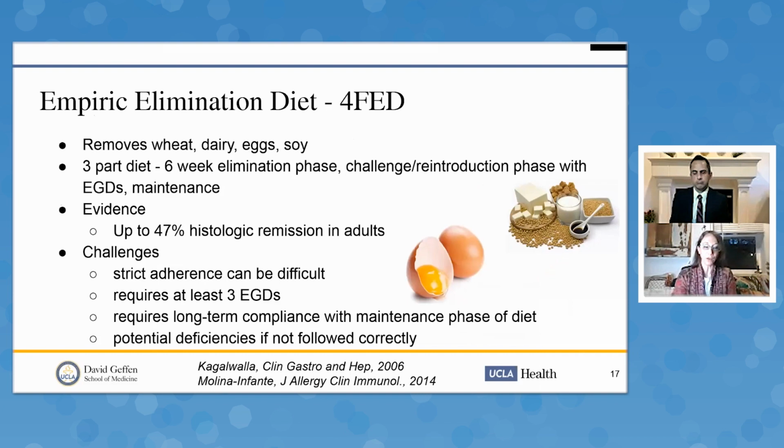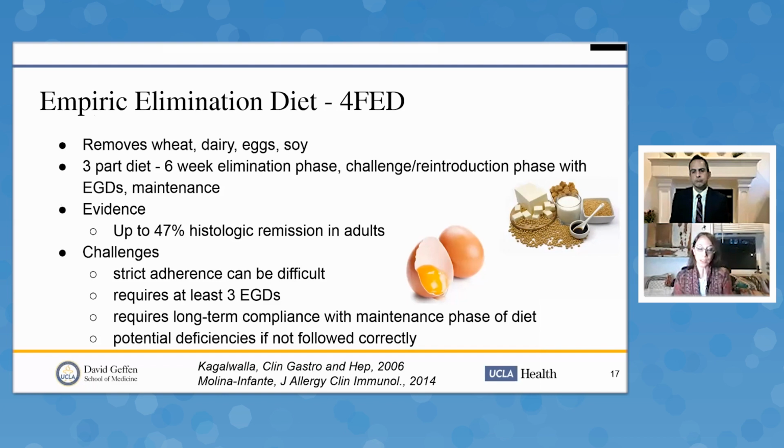So once we figured out that the 6-food elimination diet could work just as well as an elemental diet, researchers started to wonder if it was really necessary to get rid of all 6 foods. Could we maybe instead just focus on the top 4 foods that seem to be causing the most problems for our patients when they looked at them in the 6-food elimination phase? And those 4 foods were wheat, dairy, eggs, and soy.